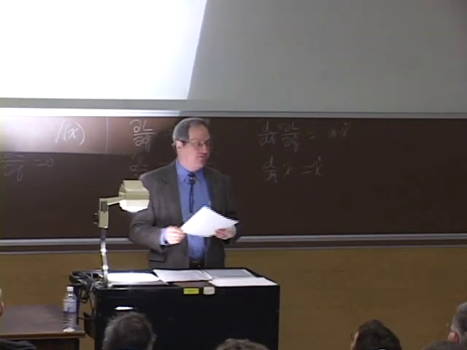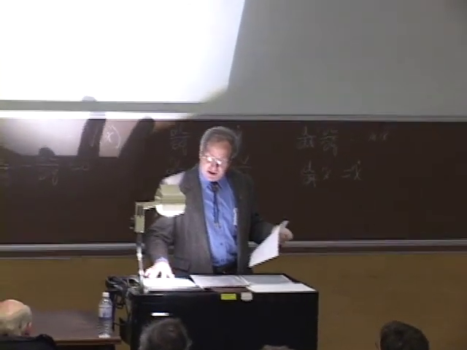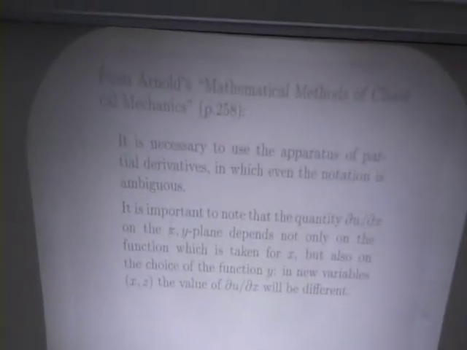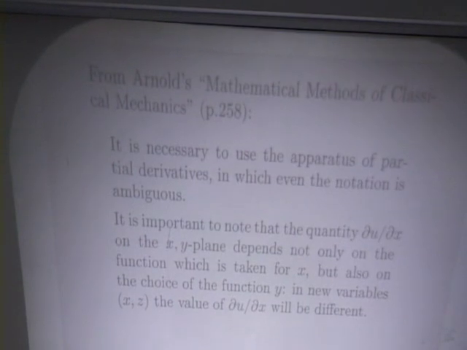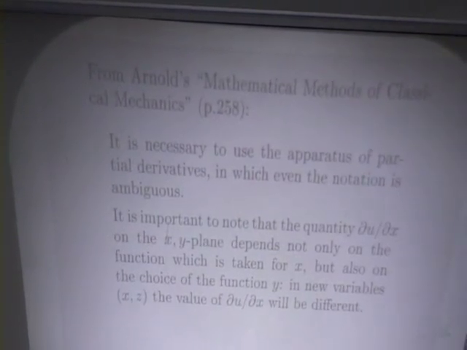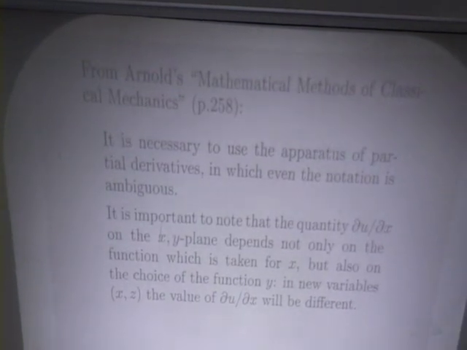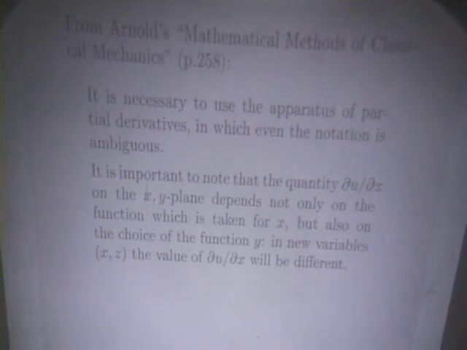Well, first of all, you never can figure out anything without programming. That's certainly true. But here's another piece of Arnold stuff. Arnold, such a son of a bitch. He says, it is necessary to use the apparatus of partial derivatives in which even the notation is ambiguous, so he admits it. And then he gives an example of what's ambiguous about it. So what is he using in this crappy notation?